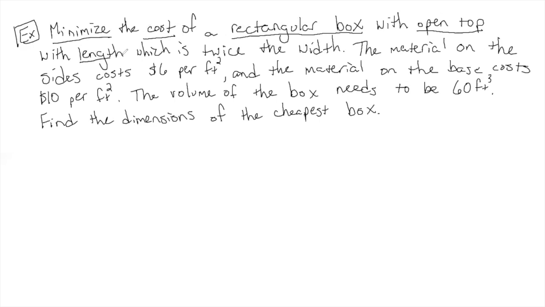All right, length is, well, I'm drawing right through this. Hang on, I'm gonna hit undo there. Length is twice the width. Can't draw a straight line. Okay, so this helps with our dimensions. This is gonna help us find out the surface area and come up with the formula for this. The material on the sides costs $6, and the material on the base costs $10. This is going to help us find the cost formula.